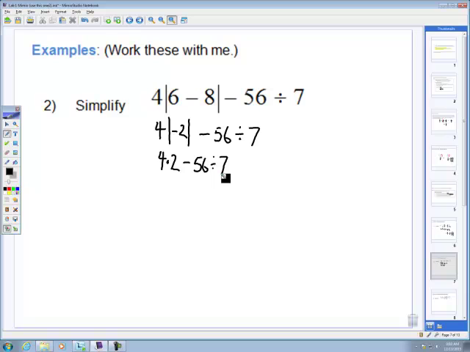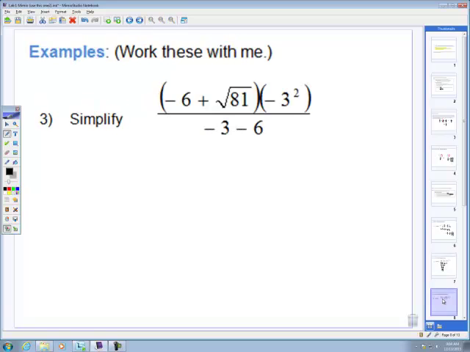So now we have multiplication, division, and subtraction. The next step would be to take care of the multiplication and division in order from left to right. So 4 times 2 is 8, minus 56 divided by 7, which is 8. So our last step is to subtract 8 minus 8. 8 minus 8 is 0. So therefore, this problem simplifies to 0. Okay, very good. Let's look at another problem.